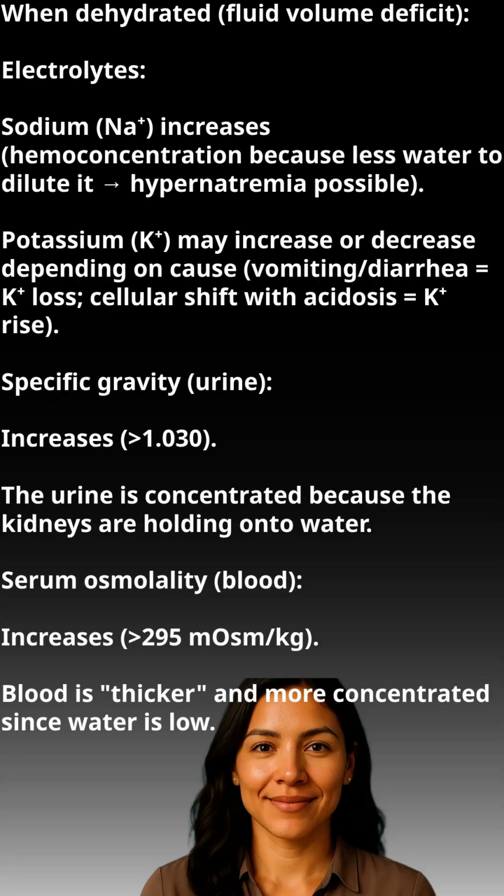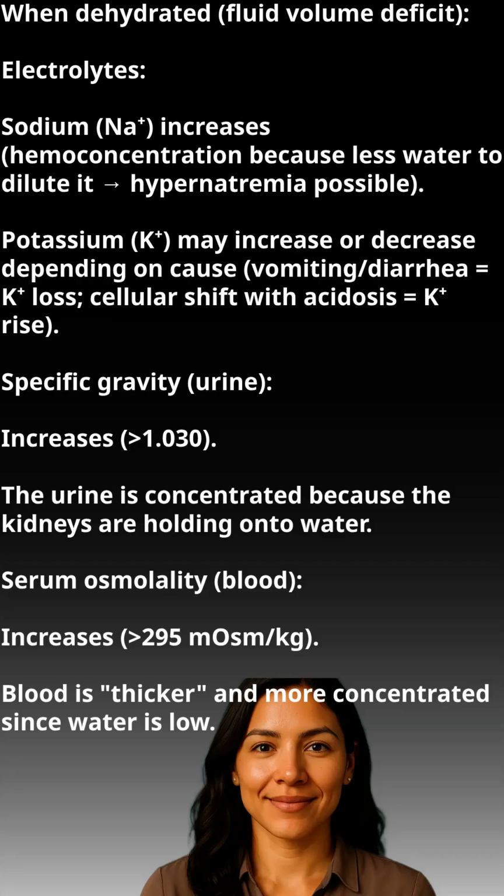Urine changes become apparent, too. Specific gravity increases above 1.030 as the kidneys work to conserve water, resulting in dark, concentrated urine. Another crucial indicator is serum osmolality. It elevates above 295, indicating increased blood concentration.